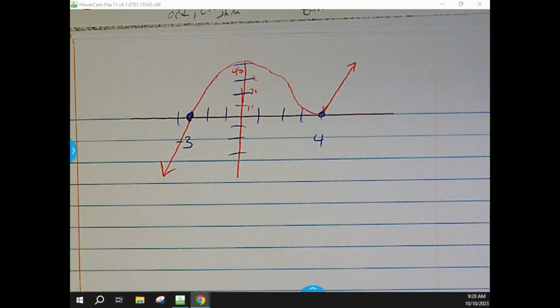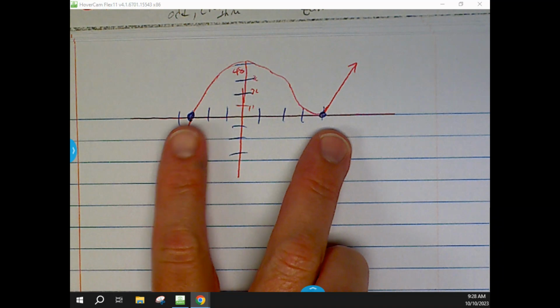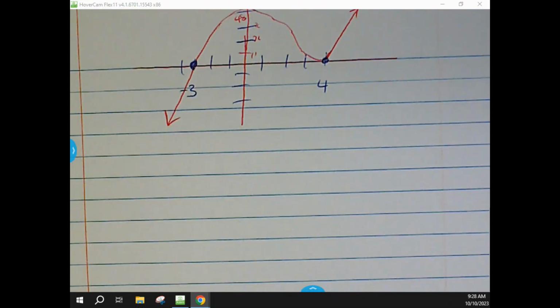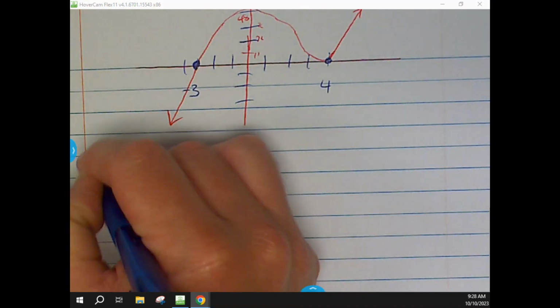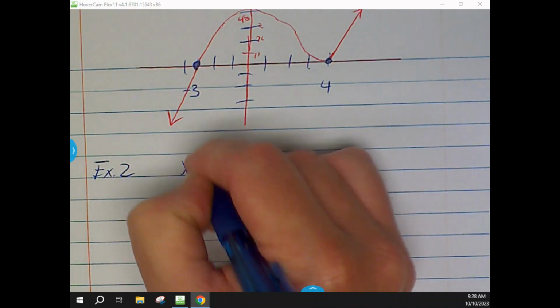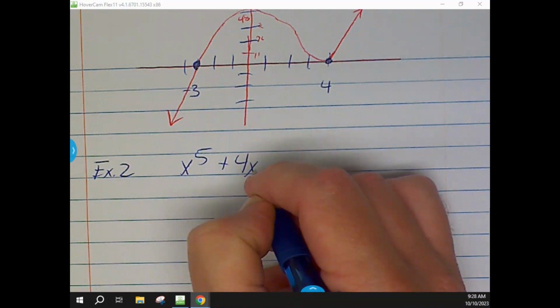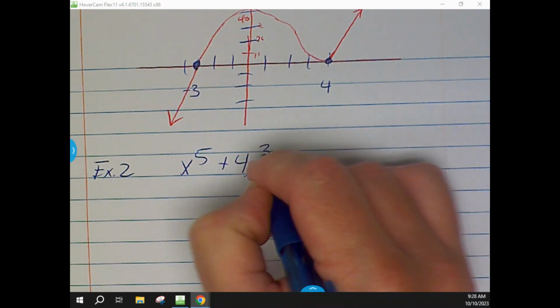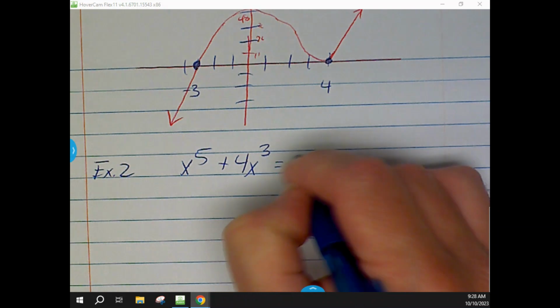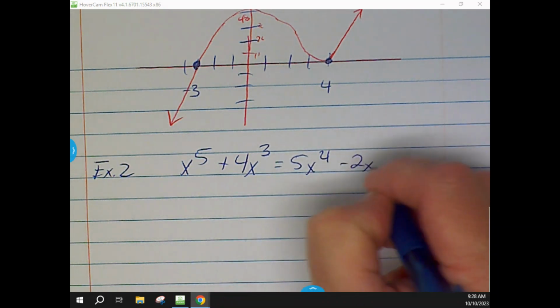Okay, so if it's factored, finding the solutions is easy. It's some of the other stuff that's a little bit more difficult. Let's give you one more here real quick before we run out of time. This one is written out not in factored form, so we've got to get it in factored form.